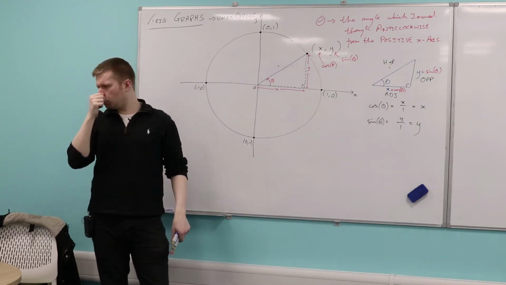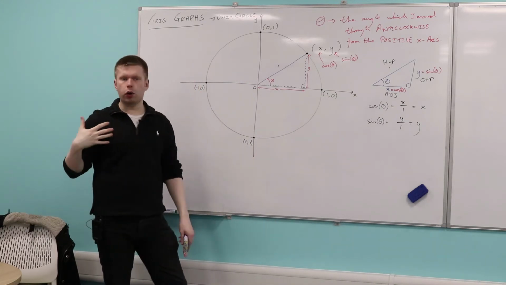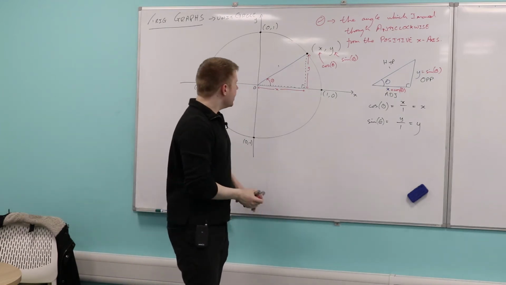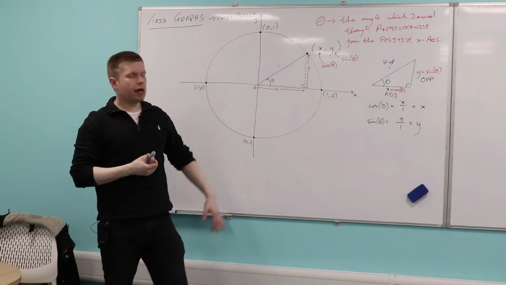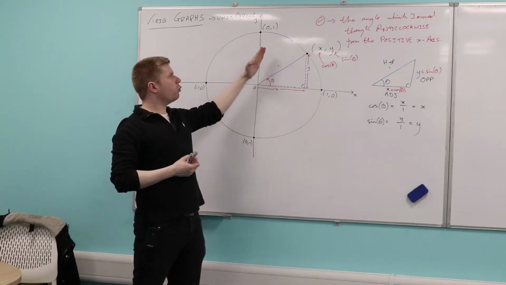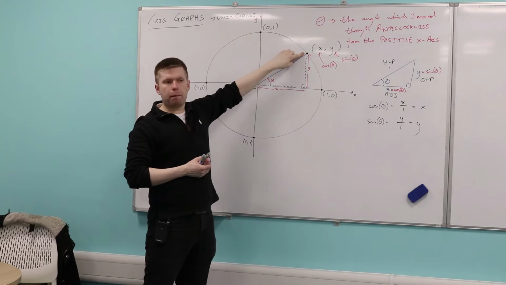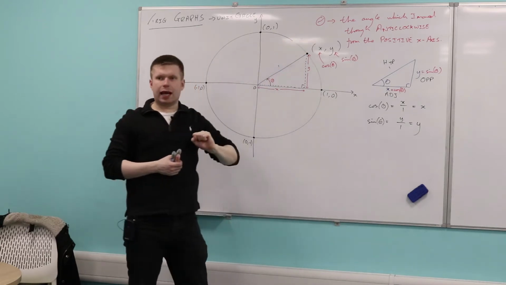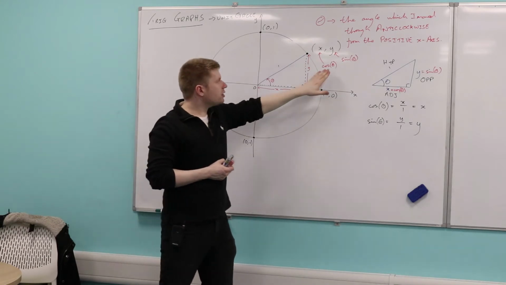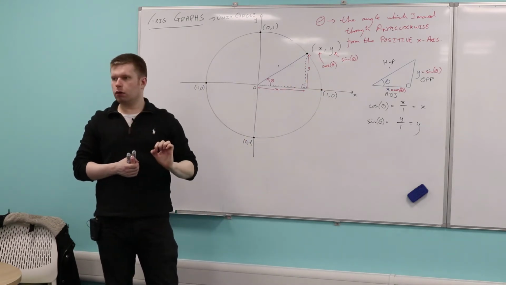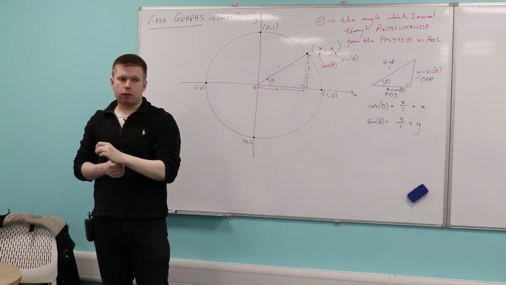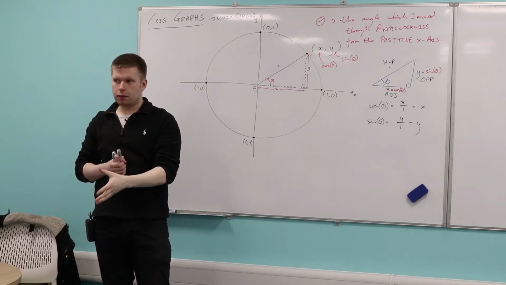Now you're kind of thinking, well, so what? Who cares, right? Well, by thinking about the unit circle, if I know the angle which I've moved through to get to that point anti-clockwise from the positive x-axis, whatever my x-coordinate is, that's the cosine of that angle. And whatever my y-coordinate is, that's the sine of that angle. Does that make sense?